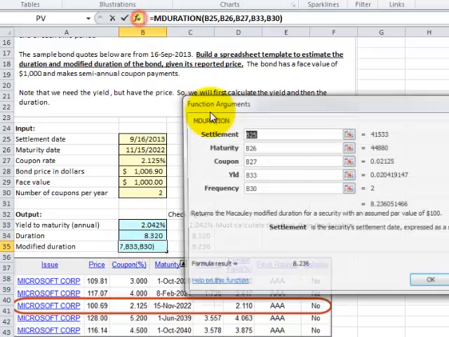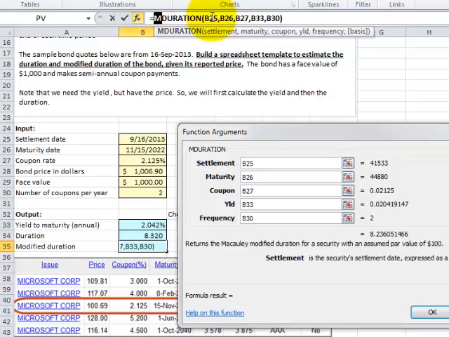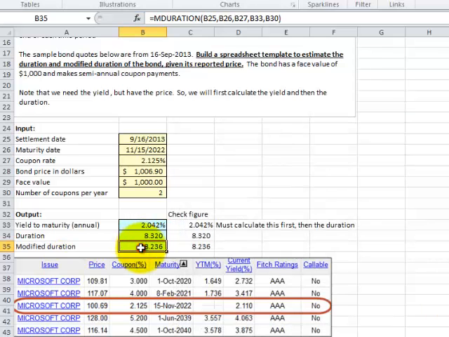The modified duration is calculated in an identical manner. We simply have an m in front of the duration part of the function. The rest of the parameters are identical for the duration function. This is task number 5, where we calculate the duration of a bond and the modified duration. Next, we'll have a look at task number 6.